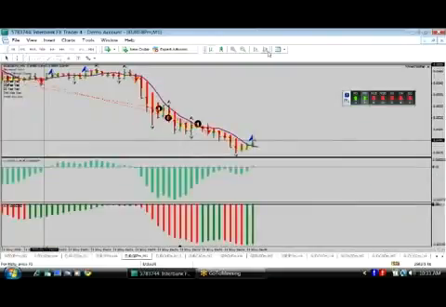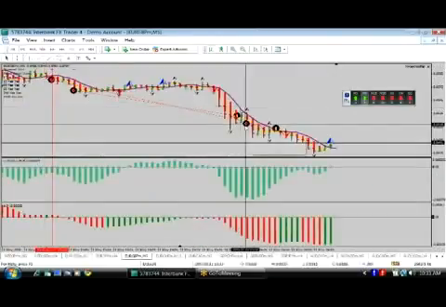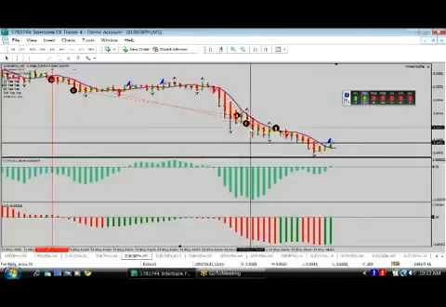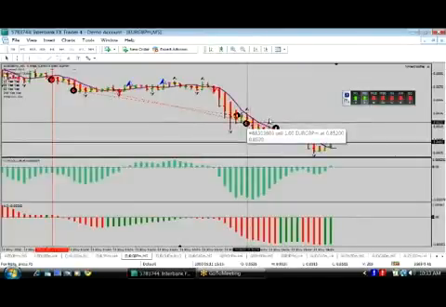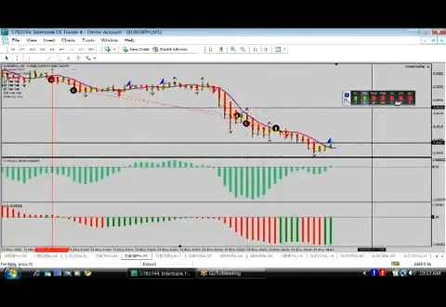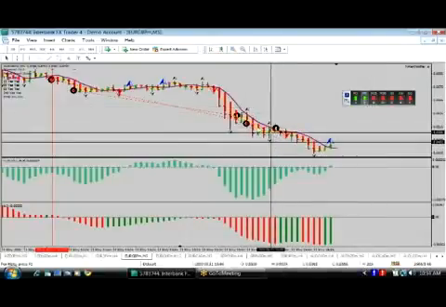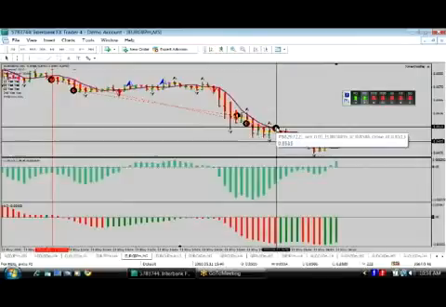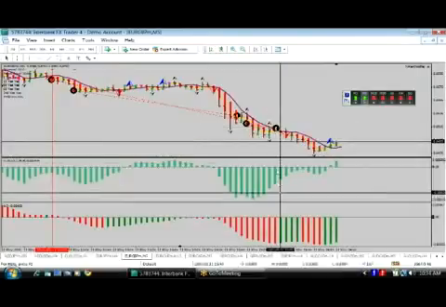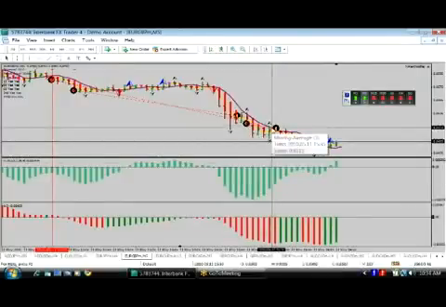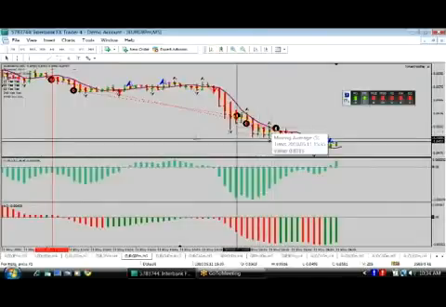Let me go back to the 5-minute and show you what that looks like. Re-entry here after that green bar, because I know that the trend is strong on the higher time frames. Grab some more pips there. The hot lines start coming back together. I get a green bar here. I know it's time to exit.